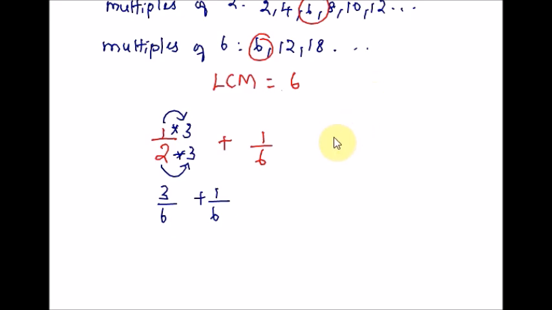Now the denominators are same. So you can keep the denominator common and add the numbers in top row. So you will get 4 over 6. We have to simplify the sum if possible.